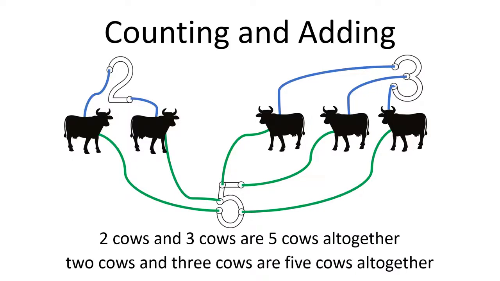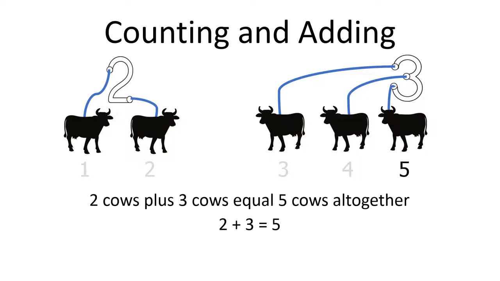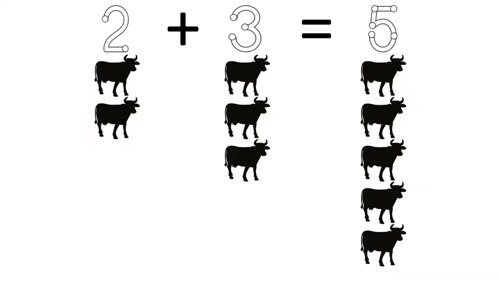And there's the alternative in words. 2 cows and 3 cows are 5 cows altogether. So we use a combination of symbols for the numbers and also the words for the numbers as well. So we can then count them. 1, 2, 3, 4, 5. So 2 cows plus 3 cows equals 5 cows altogether. So 2 plus 3 equals 5. And there we have a picture of 2 cows, and plus 3 cows equals 5 cows.